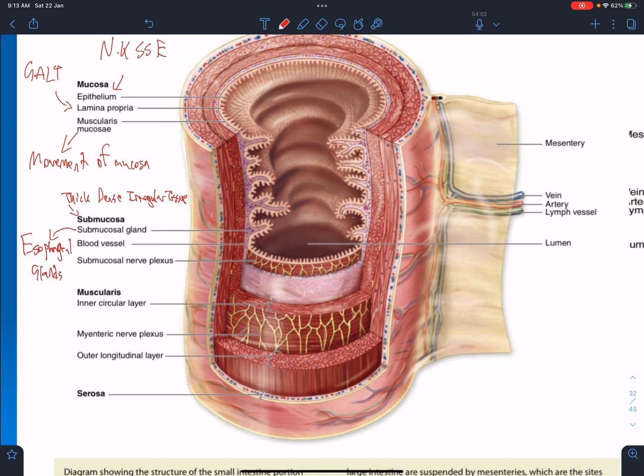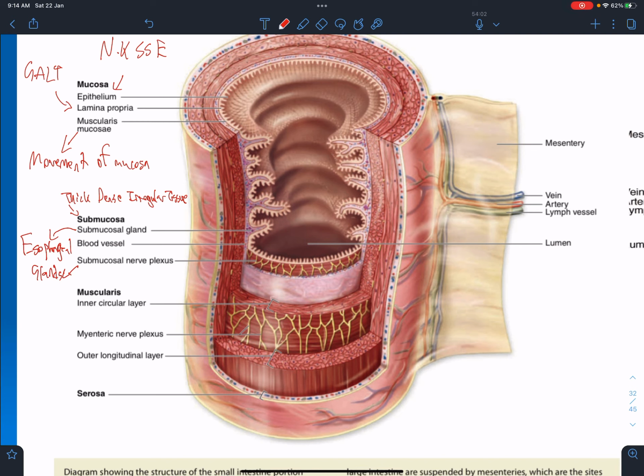They secrete mucus so that when there's food coming down, like a chip that you haven't eaten properly, it makes sure that the sharp edges of the chip don't cause erosions of the esophagus, by secreting mucus, lubricating it. Okay, they come from the esophageal glands located in the submucosa. And like any other digestive tube, they contain a nerve plexus as well, called the submucosal plexus.